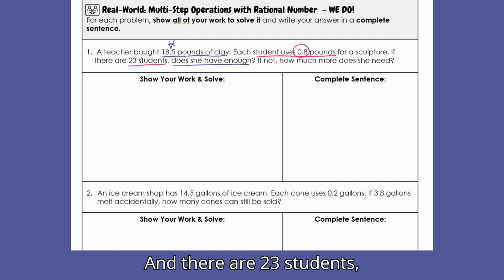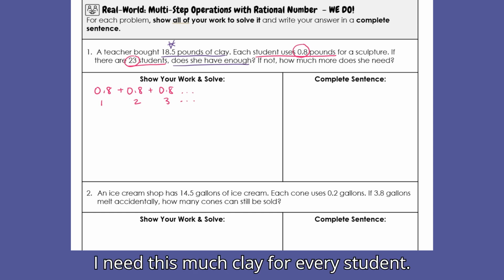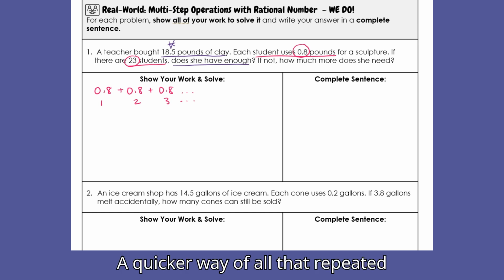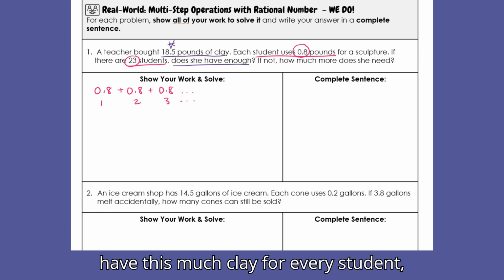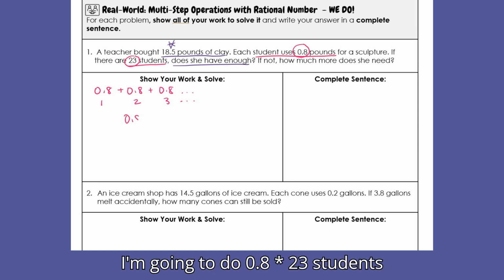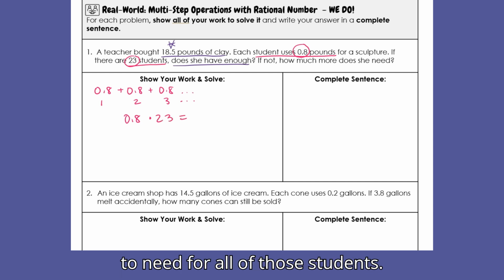and there are 23 students. So student 1 would need this much clay. Student 2 would need that much clay. Student 3 would need that much clay, and so on and so forth. So I need this much clay for every student. A quicker way of all that repeated addition is simply to multiply. So if I have this much clay for every student, I'm going to do 0.8 times 23 students to figure out how much clay I'm going to need for all of those students.